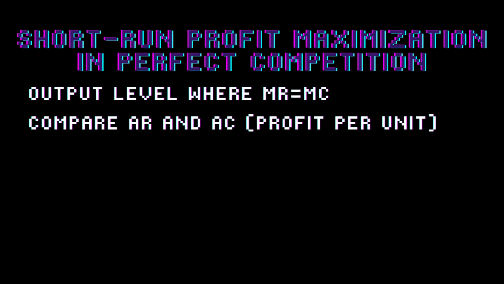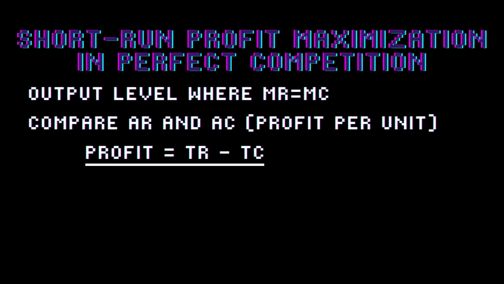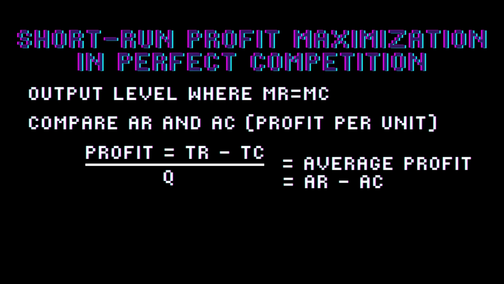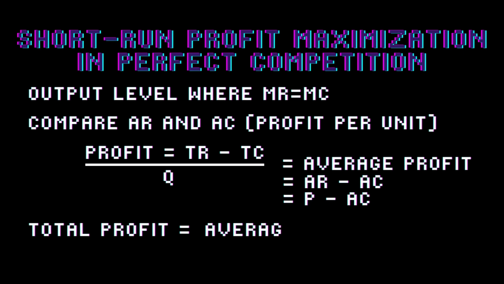Since we know that profit is equal to total revenue minus total cost, we can simply divide that by the quantity to give us the average profit. This can also be written as average revenue minus average cost. And since price is equal to average revenue, it can also be written as price minus average cost. Now, to calculate the total profit, you simply multiply the average profit times the quantity sold.